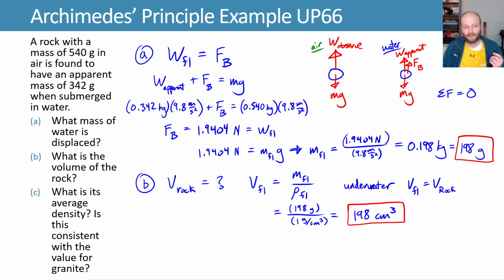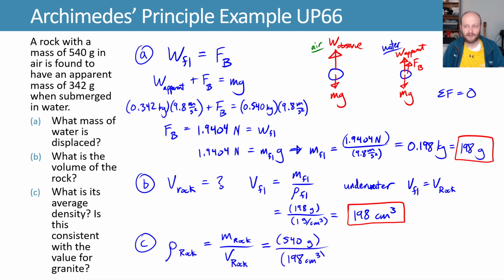Part C, what's the average density? Well, the density of the rock is the mass of the rock divided by the volume of the rock. The mass is 540, the volume's 198. We divide that, and we get 2.73 grams per cubic centimeter.